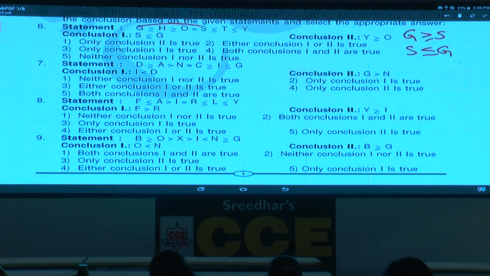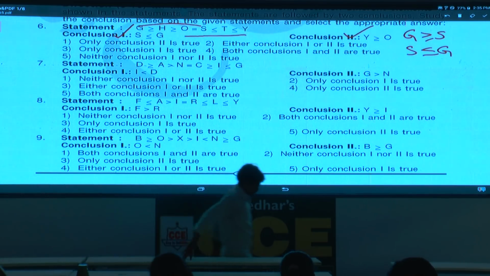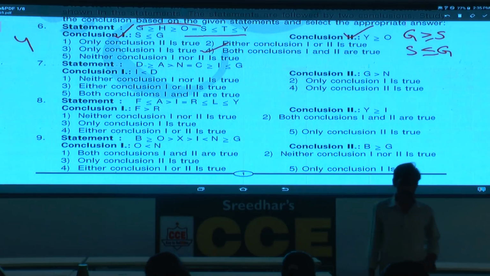S lesser than or equals to G, definitely first conclusion follows. Then coming to the second one, the relation between O and Y. O is lesser than or equals to Y, that is Y is greater than or equals to O. Then what is your answer here? Both the conclusions follow, that is choice 4. Question number 6, choice 4.